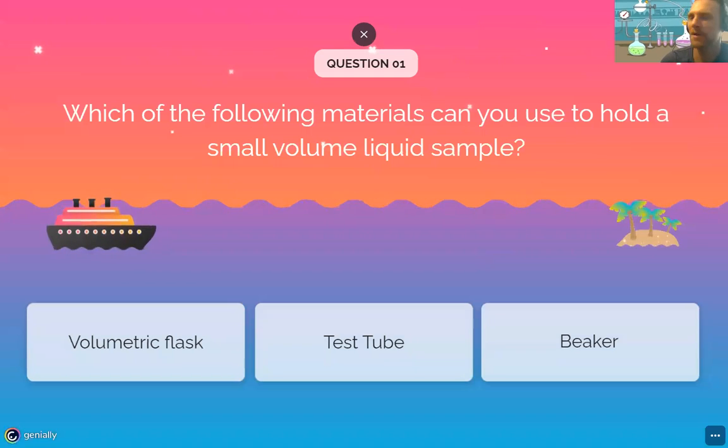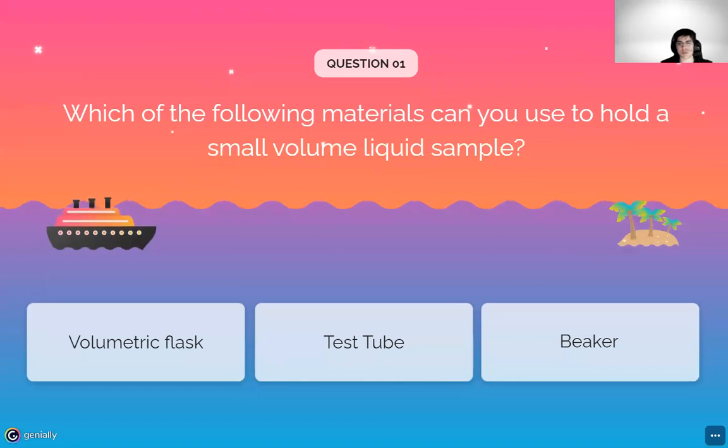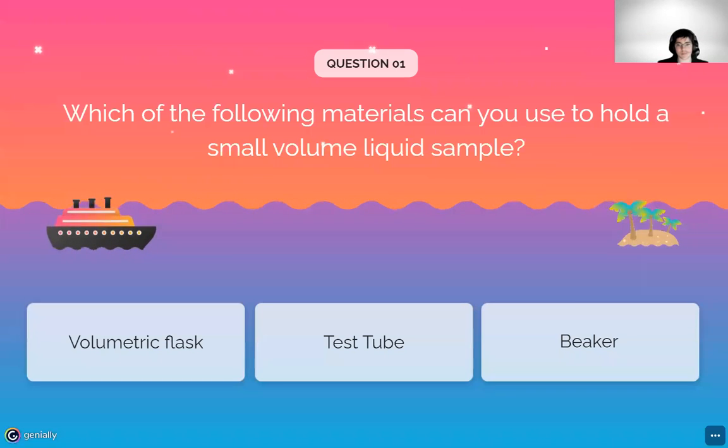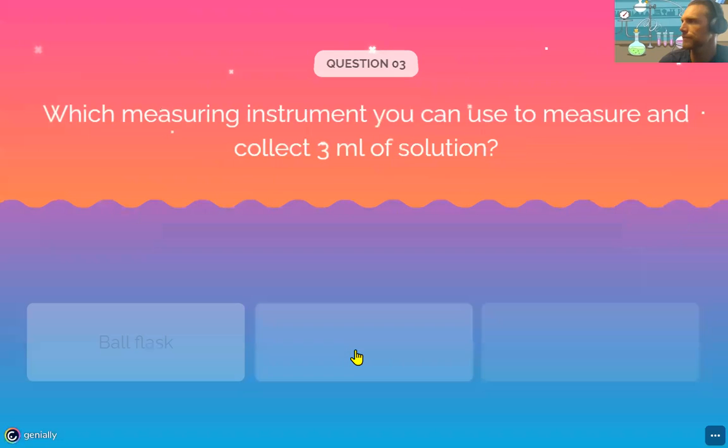Rafael, can you read please what it says? Which of the following materials can you use to hold a small volume liquid sample? So what would that be? Test tube. A test tube, yeah. Could be okay. A test tube, yes.